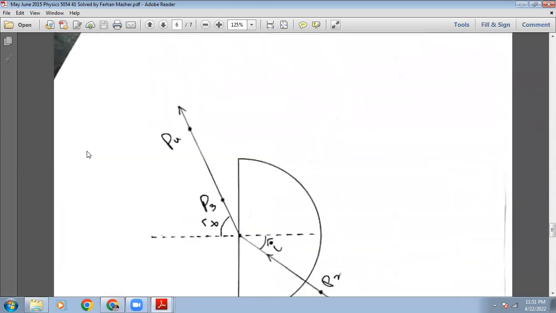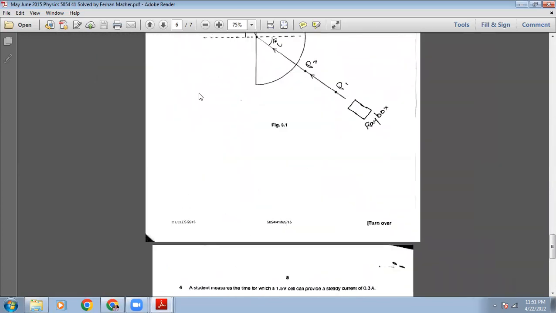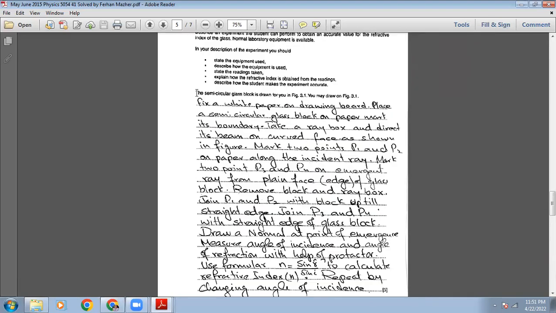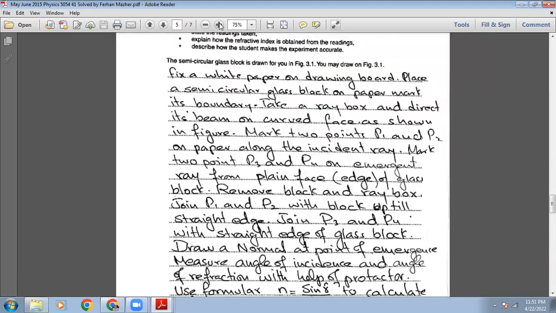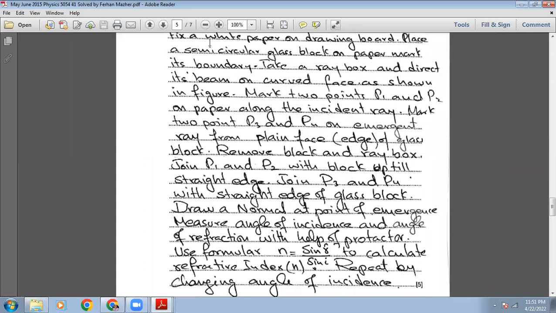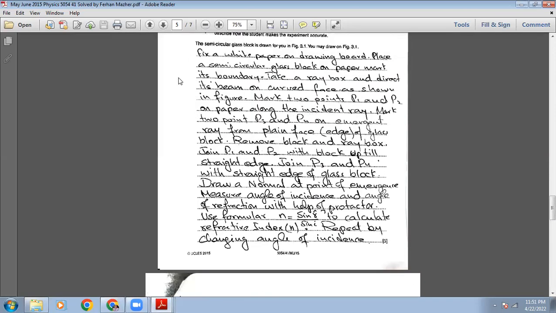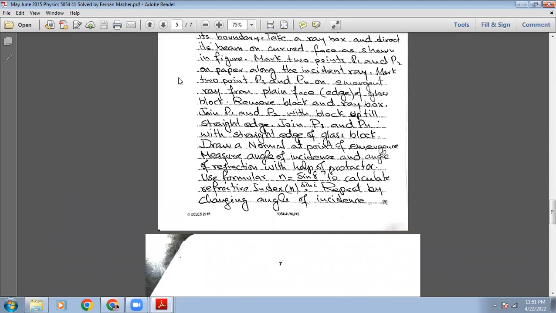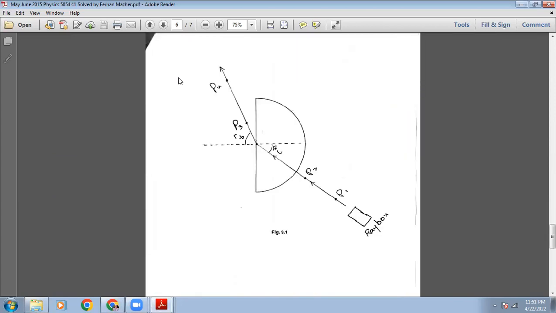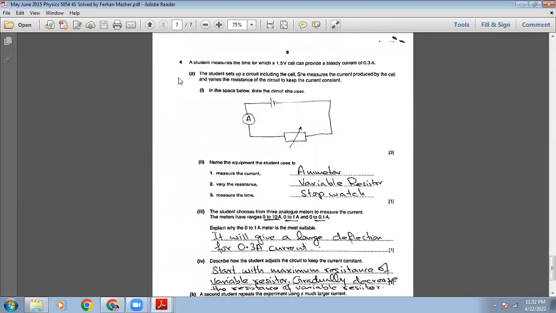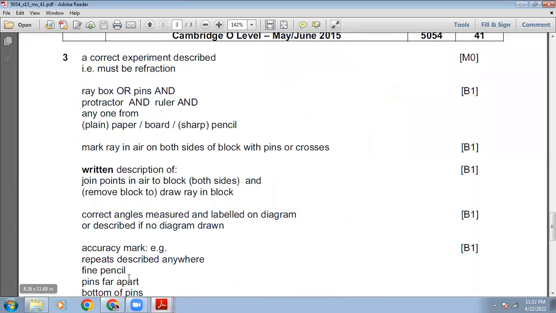So I hope you have understood this experiment. This is that experiment which is showing up on your screen. This is that whole question, question number 3. Okay, so let's check the marking scheme first.